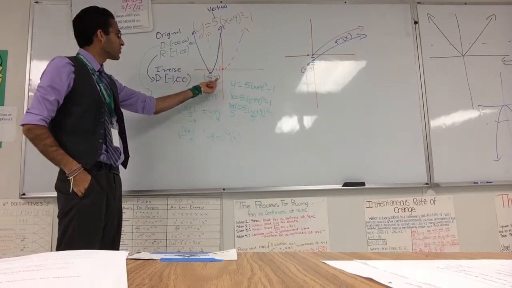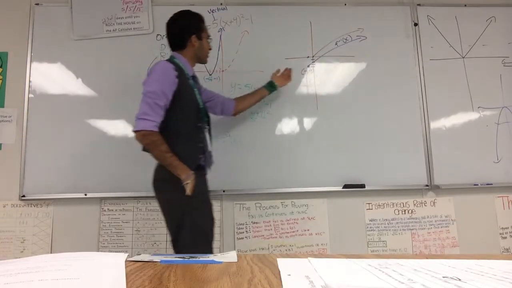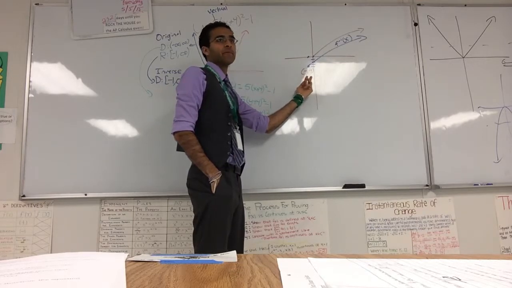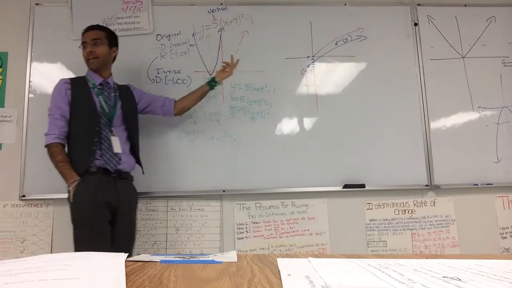Oh, and look at this. The vertex here was -4, -1. The vertex here is -1, -4. Why does that happen? Because they're inverses. We switch the x and y's.